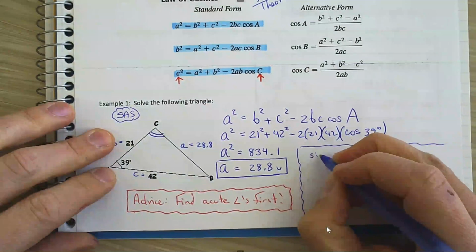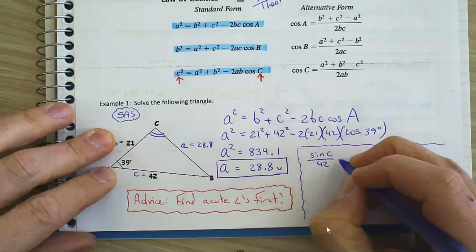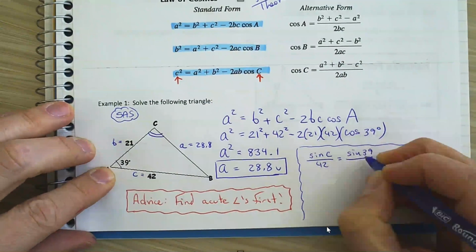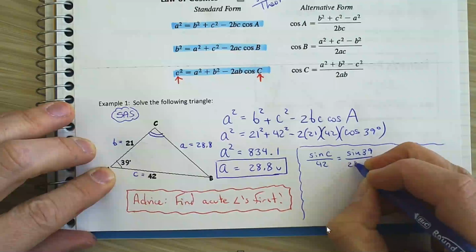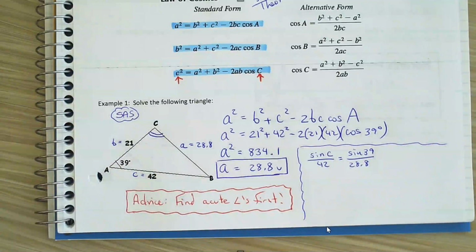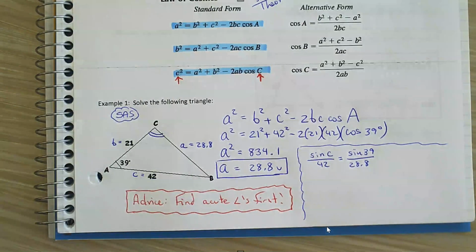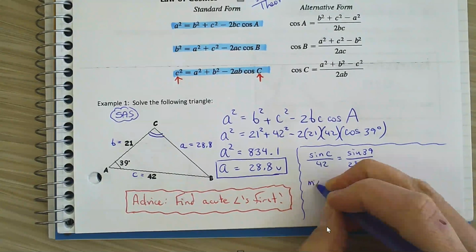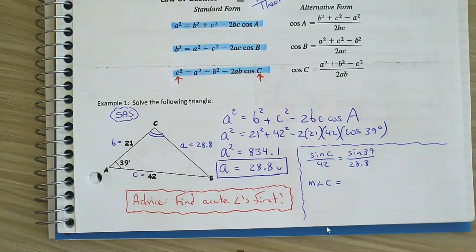So we're going to say that the sine of C over 42 equals the sine of 39 over 28.8. All right, that should be nothing weird to you. You should be like, yeah, okay, I get that. Go ahead, find C. Once you have C at home, somebody let me know what you get, please. Okay, so Delaney, you have the ratio there of 0.918. Now what is the arc sine of that?